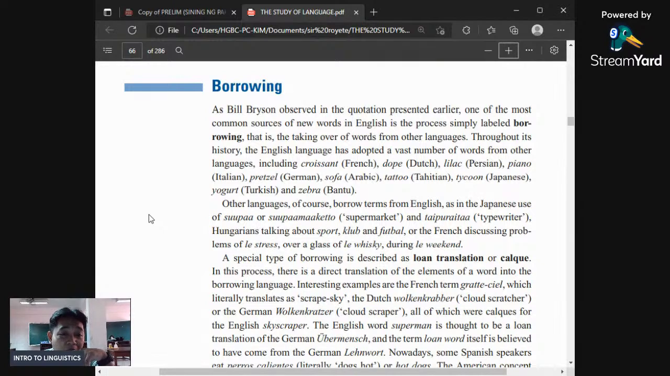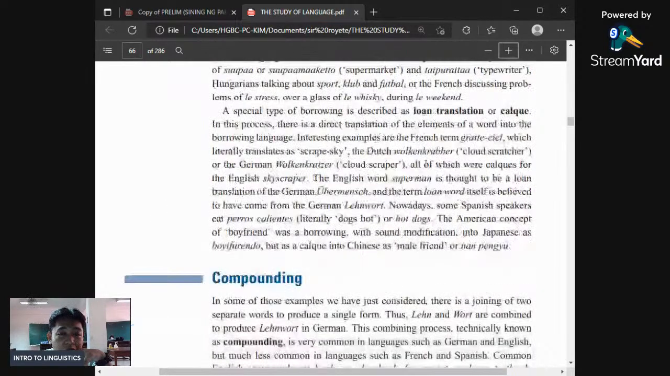Alright, so another special type of borrowing is called loan translation. Another term for loan translation is calque. Loan translation is the process where there is a direct translation of the elements of a word into the borrowing language. An interesting example is the French gratte-ciel, which means scrape sky. We also have the German Wolkenkratzer, the cloud scraper. Right? So, the English term for gratte-ciel and Wolkenkratzer is skyscraper.